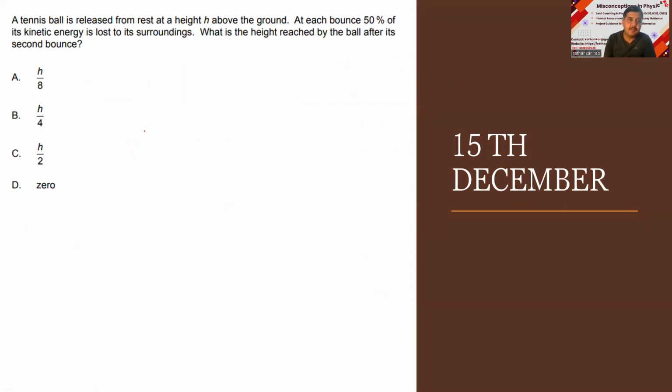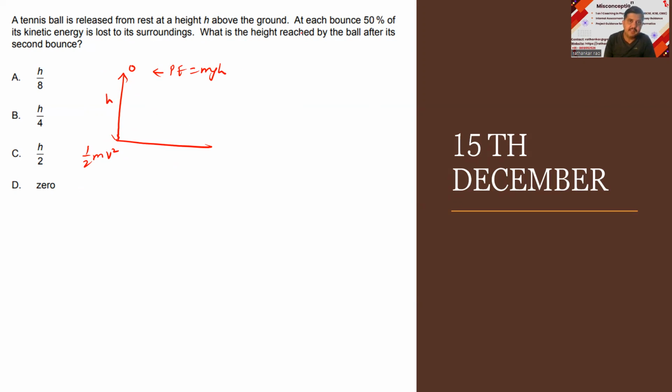A tennis ball is released from rest. Very simple problem. A tennis ball is released from rest at a height h. After each bounce, 50% of its kinetic energy is lost. When it is at a height h, we know that the potential energy at this point is equal to mgh. Now, when the ball keeps on coming down, it gains kinetic energy and loses its potential energy. So at this point, when it touches the floor, the kinetic energy is half mv squared.